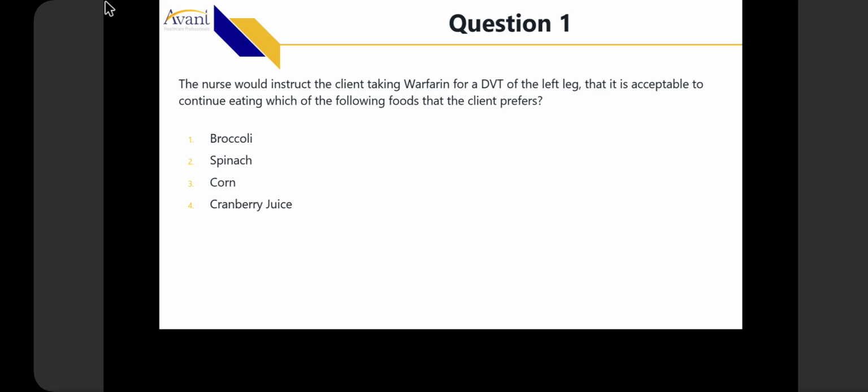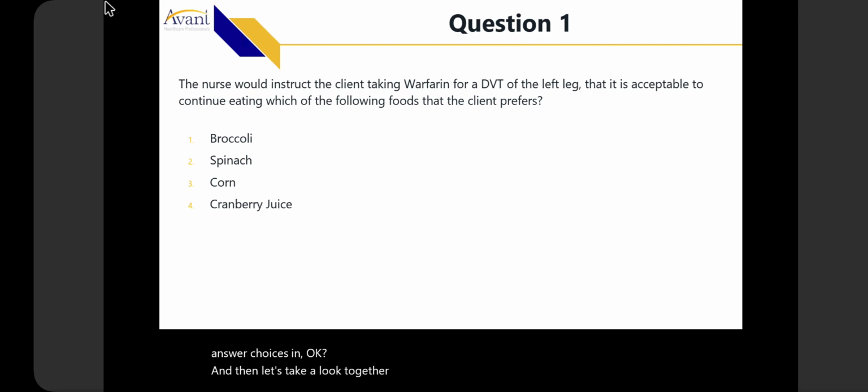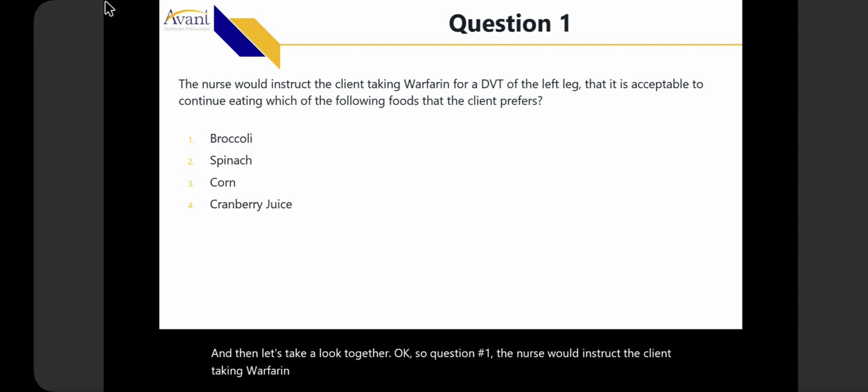All right, my friends, so that is about 2 minutes right there. Go ahead and put those answer choices in, and then let's take a look together. So question number one: the nurse would instruct the client taking warfarin for a DVT of the left leg that it is acceptable to continue eating which of the following foods that the client prefers.